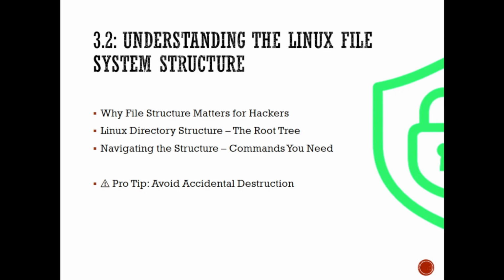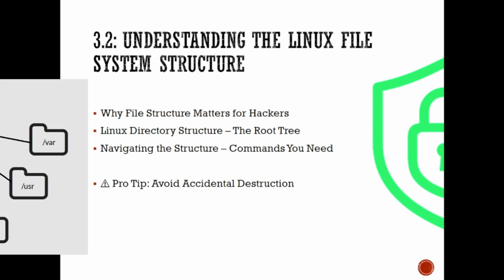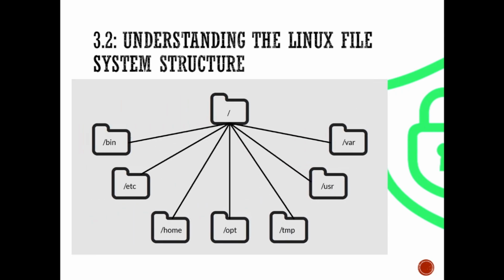Linux directory structure, the root tree. At the top of every Linux file system is the root directory, represented as /. Everything starts from /. Here's a quick look at the core folders you'll see. Directory, what it contains. /bin: essential user binaries like ls, cat, cp. /boot: bootloader files, kernel. /dev: device files, USBs, drives, etc.